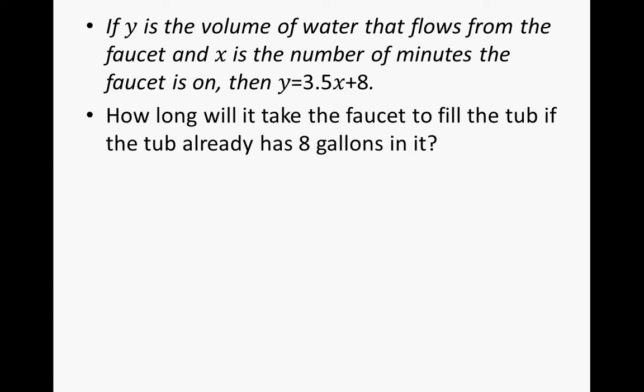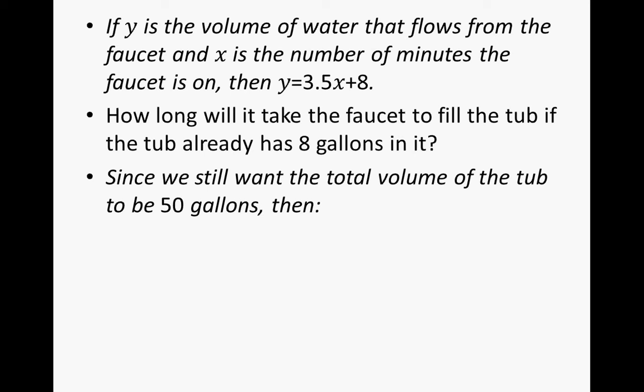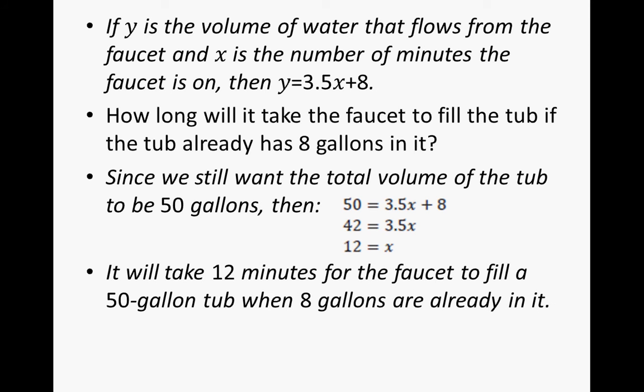How long will it take the faucet to fill the tub if the tub already has 8 gallons in it? Since we still want the total volume of the tub to be 50 gallons, then 50 is equal to 3.5 times x plus 8. Again, trying to isolate the variable, we subtract 8 from both sides of the equation to get 42. And then 3.5 times some number is 42, and that would be 12. So it'll take 12 minutes for the faucet to fill a 50-gallon tub when there's already 8 gallons of water in it.